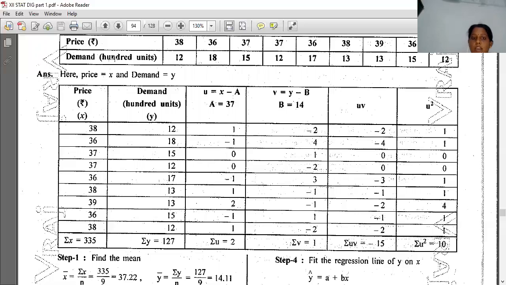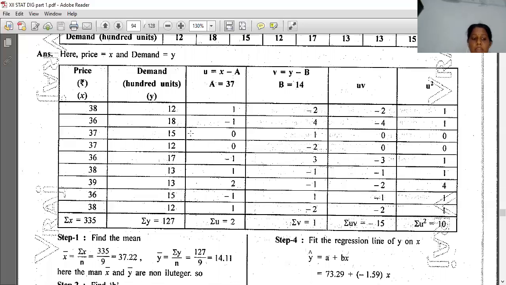Here U is given. The formula of U is X minus A. And here we have not taken Cx because the numbers are not divisible by any number. Then V is Y minus B. First of all, step 1 is to find the mean. That is X bar. What is the total of X? That is 335. And sigma Y is 127. 335 divided by 9 is 37.22, and Y bar is 127 by 9, that is 14.11.